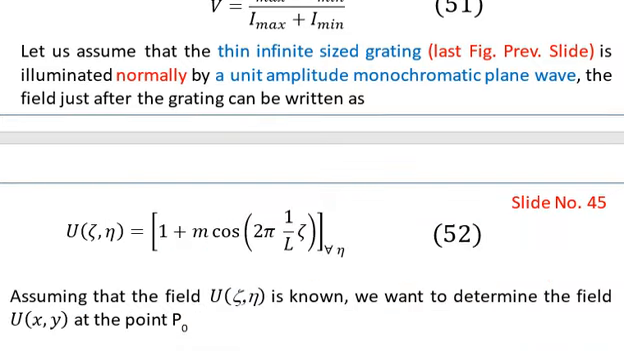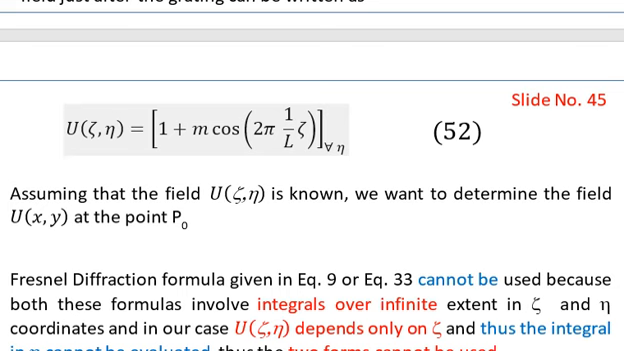So the field just after the grating is represented by u of zeta, eta equals 1 plus m times cos of 2 pi times 1 over L times zeta. So you see that this is the same as the transmission amplitude of the grating, because the transmission amplitude of the grating was multiplied with 1, which is the amplitude of the input plane wave, and also by some constant phase factor. And for a plane wave, when the phase factor is constant, we can drop the constant phase factor. We have not shown the constant phase factor due to the plane wave, and we have written the field just after the grating as shown in equation number 52.